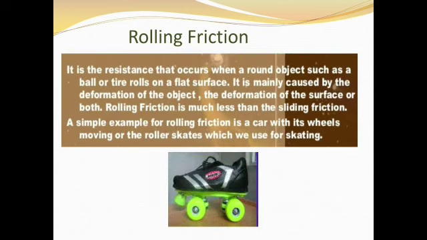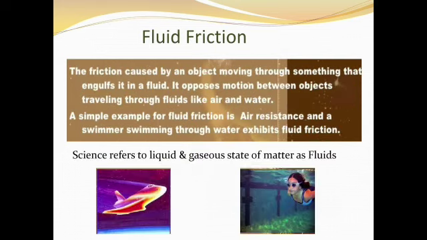Now, rolling friction. An example is a car moving. It occurs when round objects such as a ball or tire roll on the surface. It is mainly due to deformation of the object and the deformation of the surface of them both. Rolling friction is much less than sliding because there are wheels. For example, skating shoes, cars, bus. Everything that has a rolling object is called rolling friction.